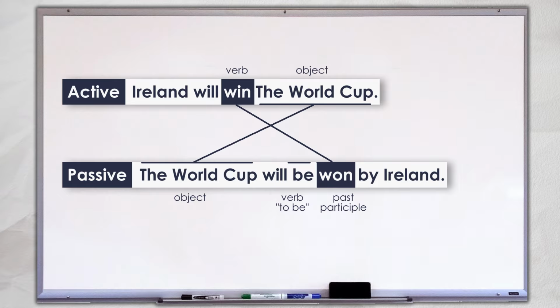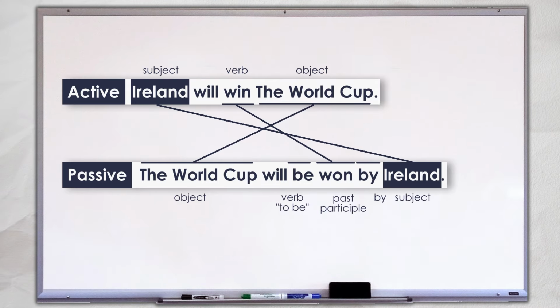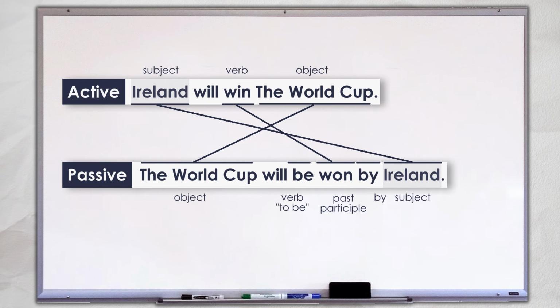Next, we need to change the verb to a past participle. We'll talk more about past participles later. And we can actually stop there if we want to. We don't have to say who did the thing. But if you want to, you can add by and then move the subject to the end of the sentence. So Ireland will win the World Cup turns into the World Cup will be won by Ireland.